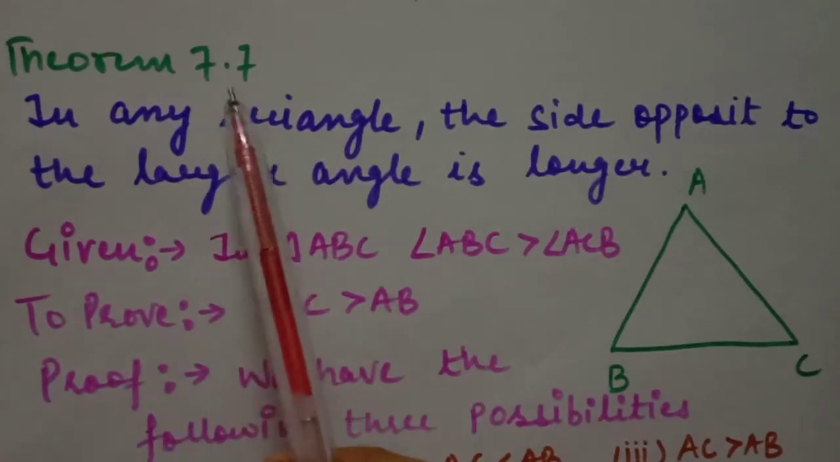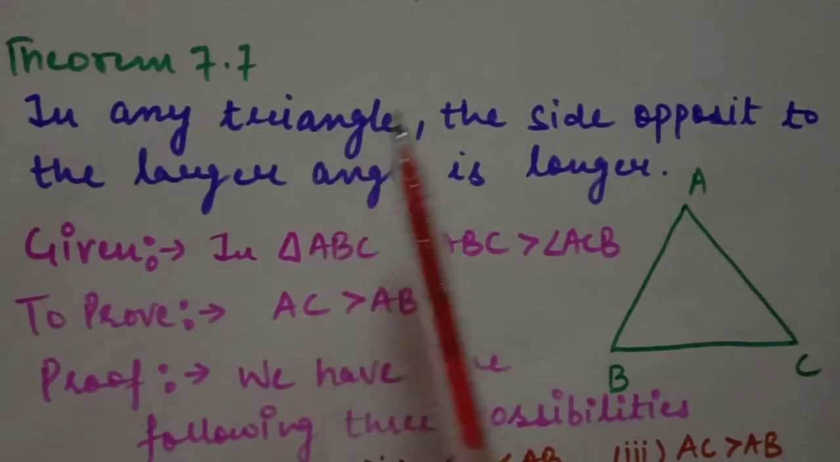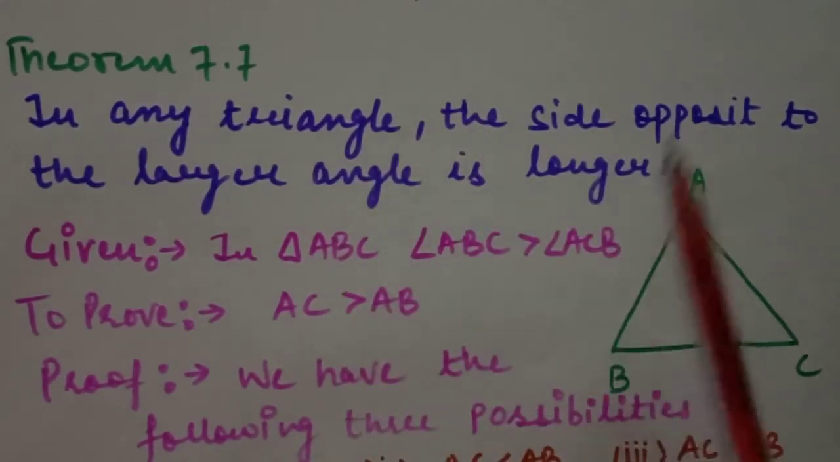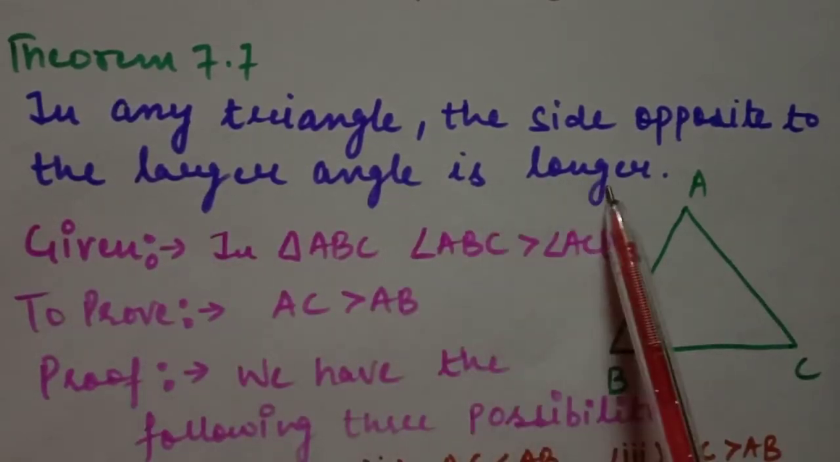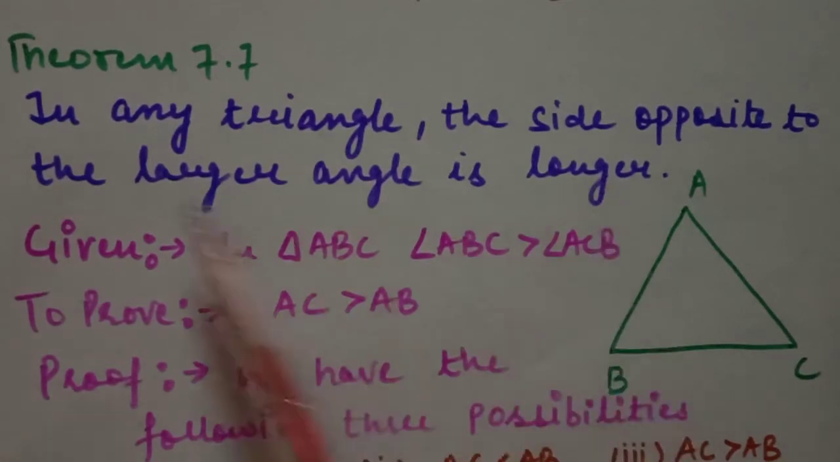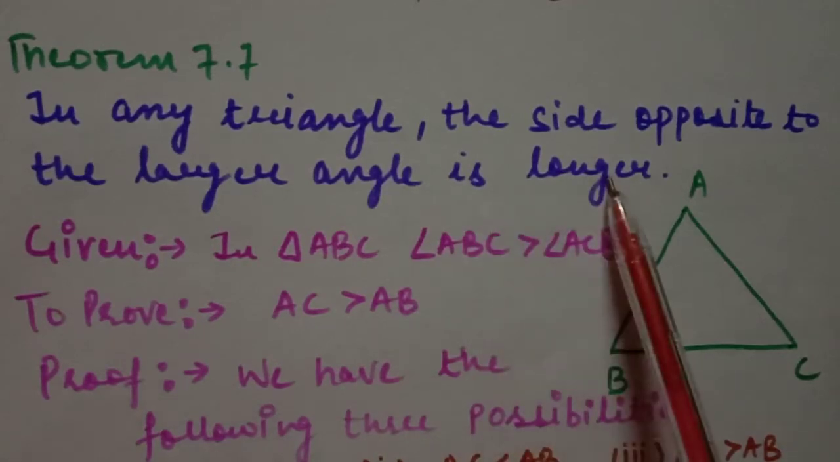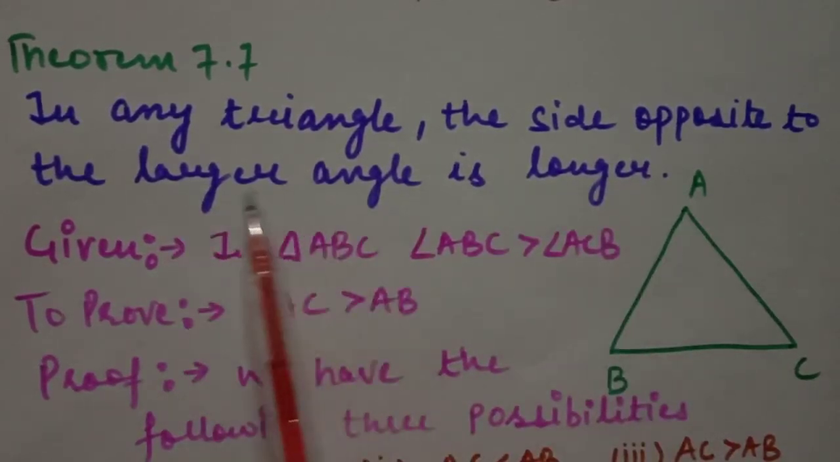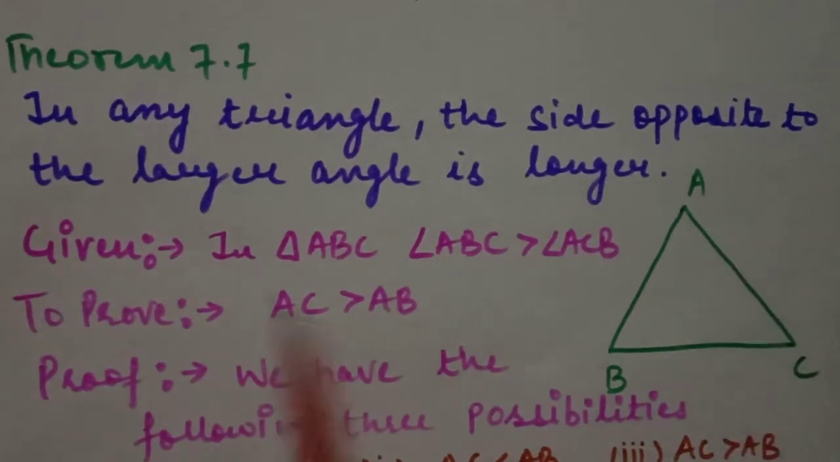Next is theorem 7.7. Theorem 7.7 is, in any triangle, the side opposite to the larger angle is longer. What does he want to say? In any triangle, the side opposite to a larger angle is longer. It means a larger angle is given and we have to prove that the side opposite to this angle is always longer. So we have a triangle ABC. What is given? In triangle ABC, angle ABC, it means angle B.